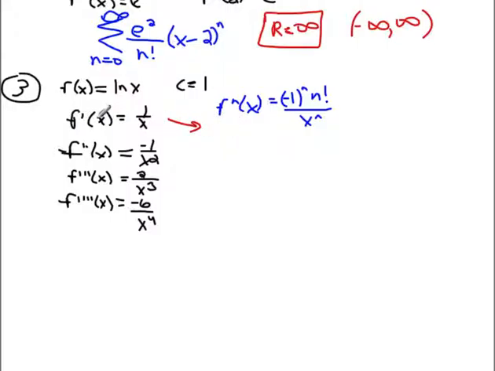So f prime of 1 is going to be 1. f double prime of 1 is going to be negative 1. f triple prime is going to be 2 over 1, so 2. f quadruple prime is going to be negative 6 over 1, negative 6. So I think the next one would be 24. We did it. Okay?